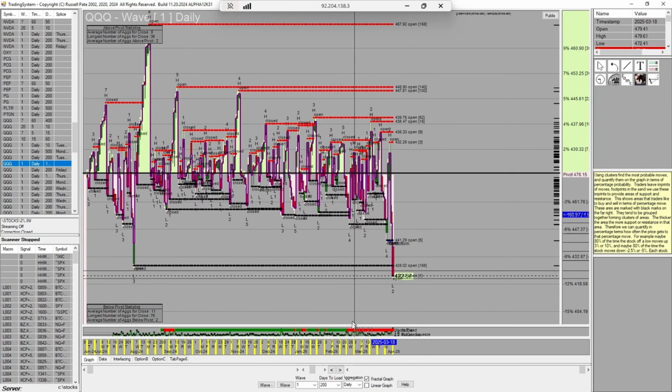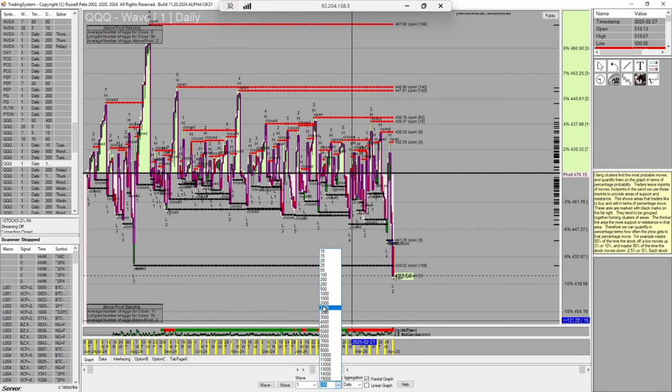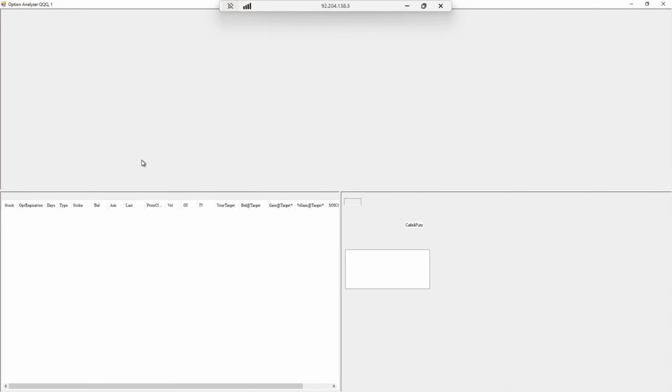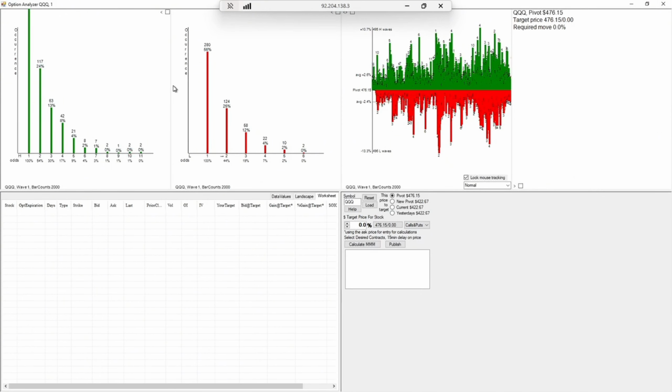And if you want to get an even bigger picture, just load more days so you can have more data to look at. So let's say we go to 2000. You can now go into the Option Analyzer, and now you're looking at the same graph, but it's pulling from the last 2000 days, so you have more data to work with. And you can see from this H7, we've only continued higher 2, 3, 5, 7 times.